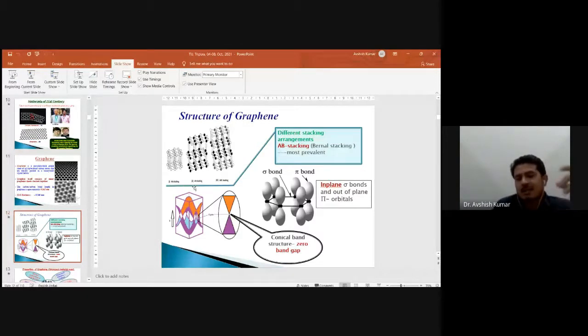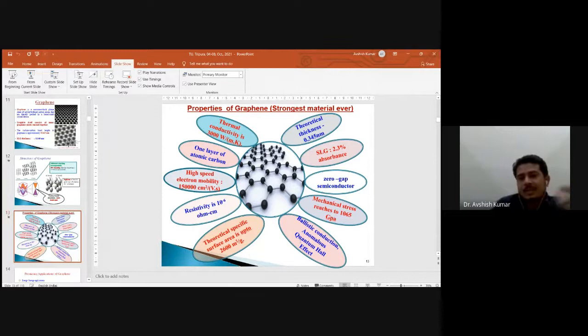And if I talk about its electronic structure, you will find a conical band structure, which has zero band gap, and that's why we also call it a zero band gap semiconductor. As I told you, this material, particularly graphene, is the strongest material ever, we call it. This material has very excellent properties.